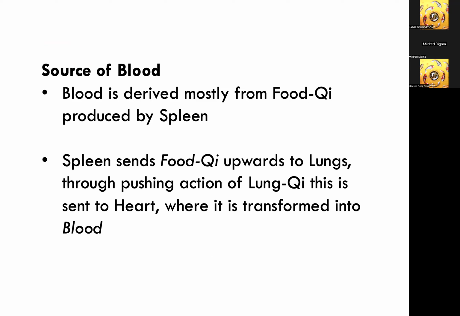Source of blood. Blood is derived mostly from food qi produced by spleen. Siya po yan yung mga kinakain natin. Nabababa sa stomach, iga-grind, katulong ang spleen. The spleen sends food qi upwards to lungs. Through fusing action of lungs qi, this is sent to heart, where it is transformed into blood. So, ganun po yung nangyari. Pagkakain natin, ida-digest niya, magiging food qi, tapos itataas niya sa lungs, then yung lungs sent to heart, and transform into blood. Siya na po yun yung isa-circulate ng heart sa different parts of the body and organs.